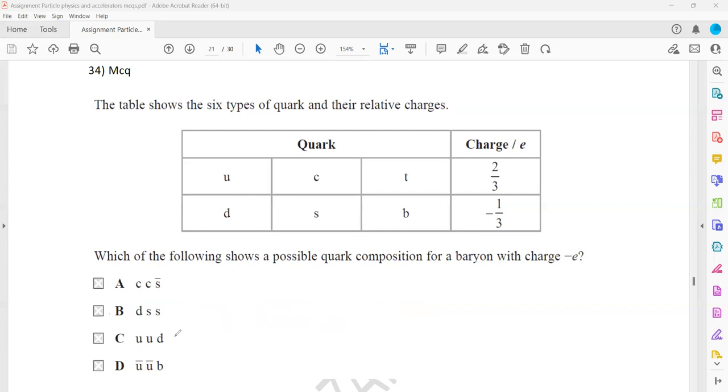And for this one, up, up and down: 2/3, 2/3 and down is minus 1/3. When we simplify with 3 as the LCM, 2 plus 2 minus 1 is 3/3, which equals plus 1. So this will give plus e, not minus e. And for the anti-up ones, minus 2/3, minus 2/3, and this is minus 1/3. It will be minus 5/3. That's why this is not right. So B is the right answer.